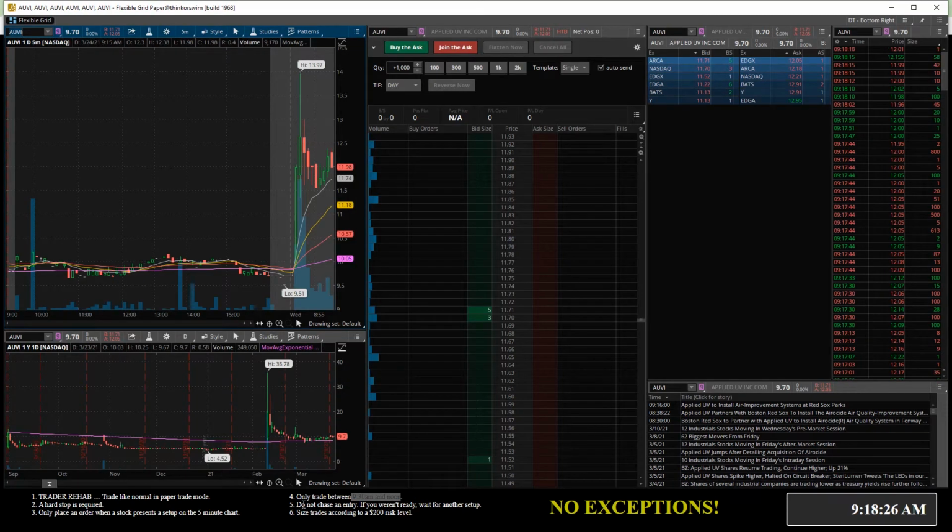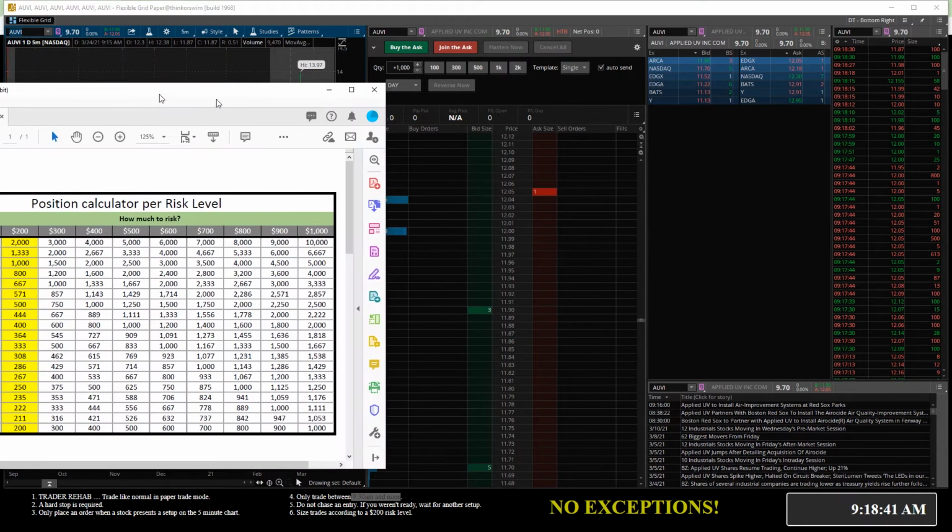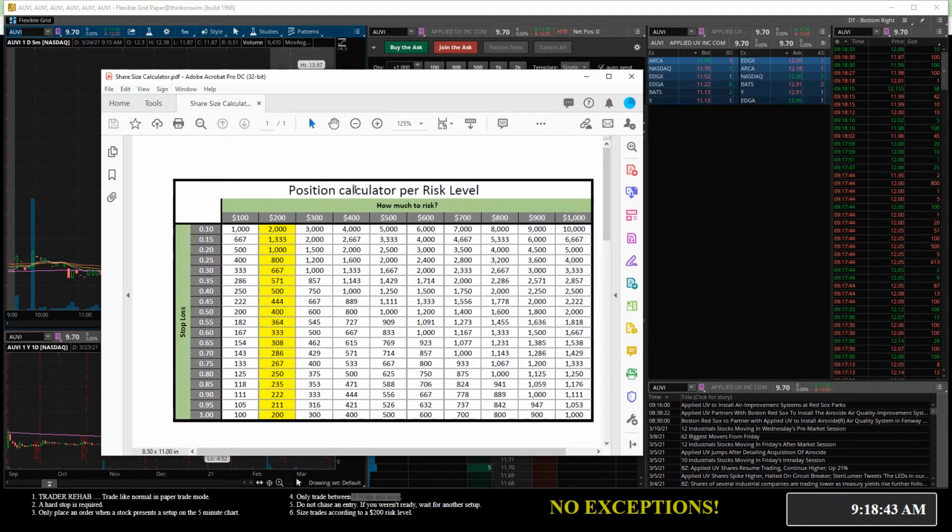And do not chase an entry. If you weren't ready, wait for another setup. And lastly, I added this because of some oversized trades yesterday. I'm going to size trades according to a $200 risk level. And what I've done, I've made this little chart for me.